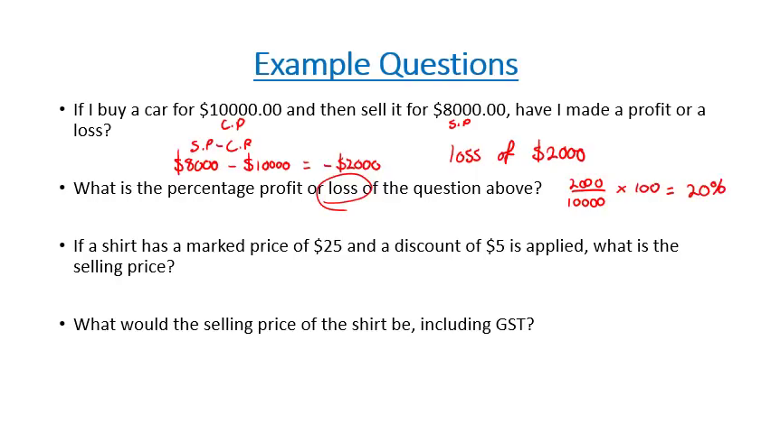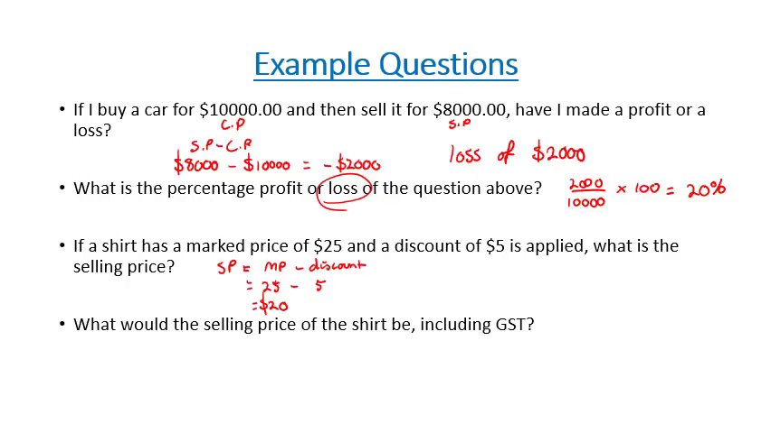Our third question says, if a shirt has a marked price of $25 and a discount of $5 is applied, what's the selling price? Now remember, our selling price is equal to our marked price minus our discount. In this particular case, our marked price is $25, our discount is $5, therefore our selling price is going to be $20.